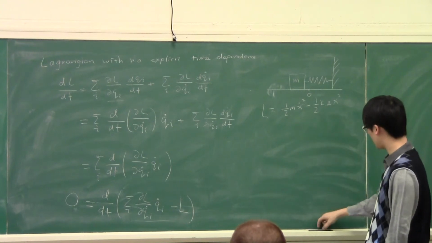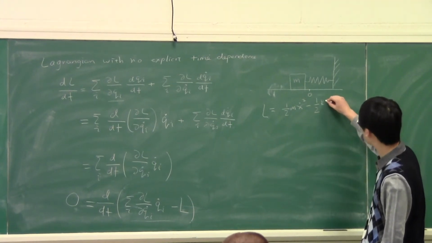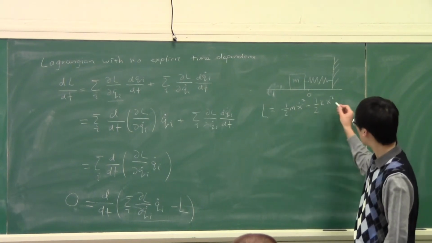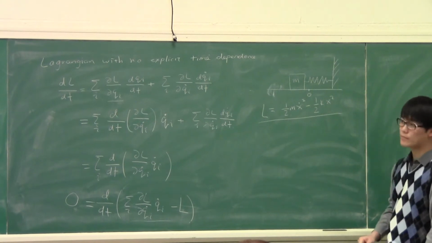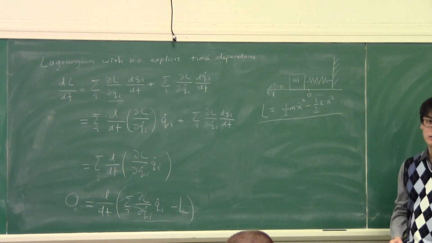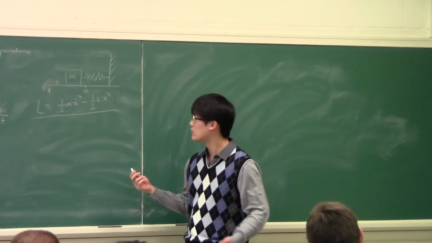But now we can conveniently write this as 1/2 kx squared. So this is the Lagrangian of the simple harmonic oscillator, and it's quite simple to construct this Lagrangian.